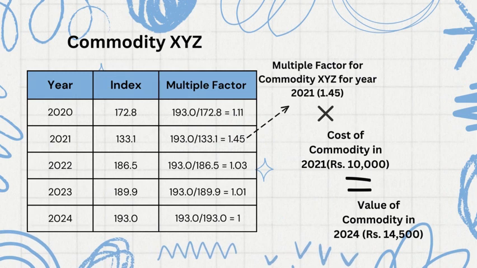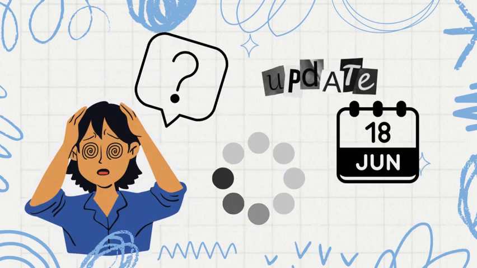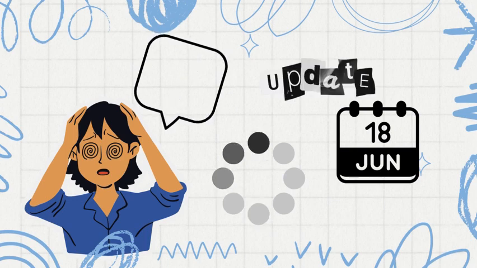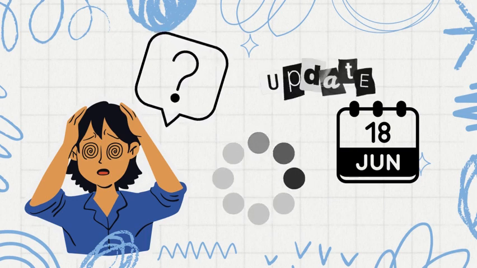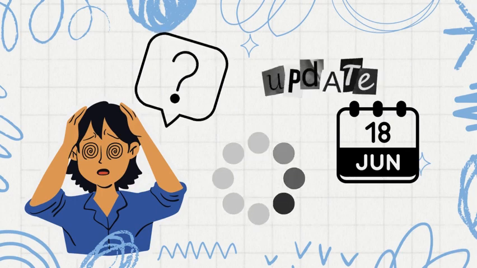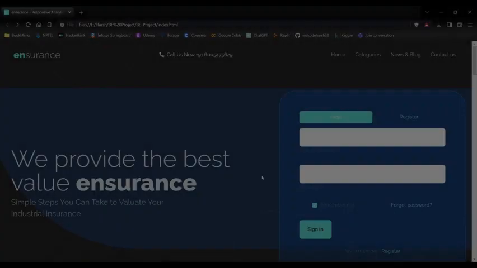Now let's say we want to calculate the value of the commodity XYZ today. If it was bought in 2021 at 10,000 rupees, its value will be 10,000 rupees multiplied by multiple factor of commodity in the year 2021, that is 1.45, so the value is 14,500 rupees. Even though this process is quite simple, every year the latest index data is made available by the government, as the multiple factor is calculated by dividing the latest value by all previous index values. All of the data has to be updated annually.